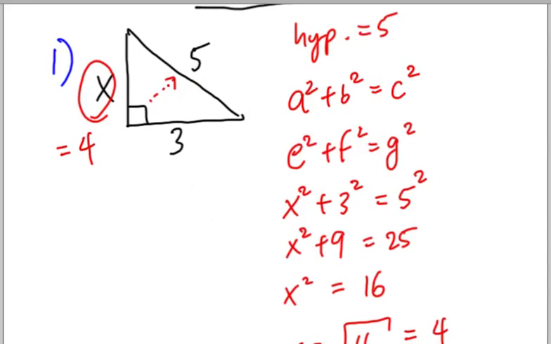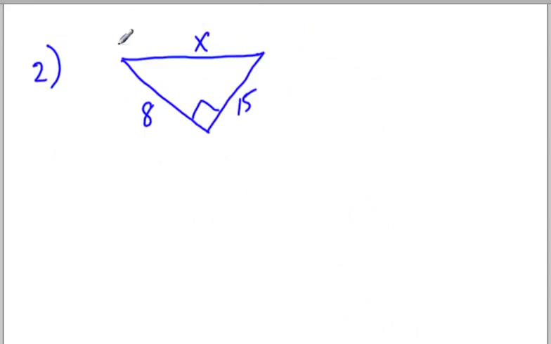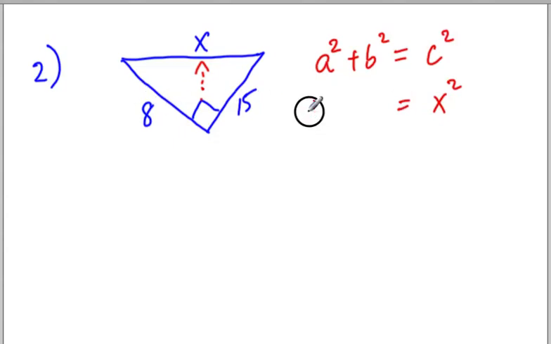Okay? Let's do the next one. So the first thing we have to do is identify the hypotenuse. So in this case, remember, it's right across from the right angle, so the hypotenuse is x. So let's just go back. A squared plus b squared equals c squared. We know right away that c is x, because that's the hypotenuse, so that's x squared. So the other 2 sides must be these 2. So it's 8 squared plus 15 squared.